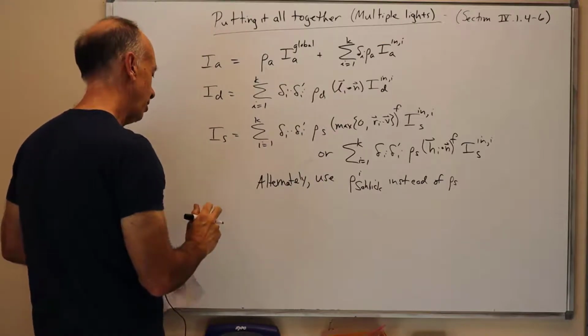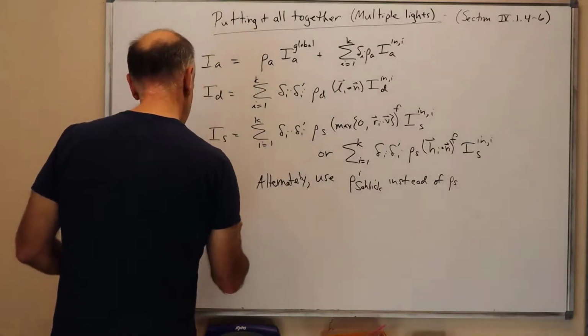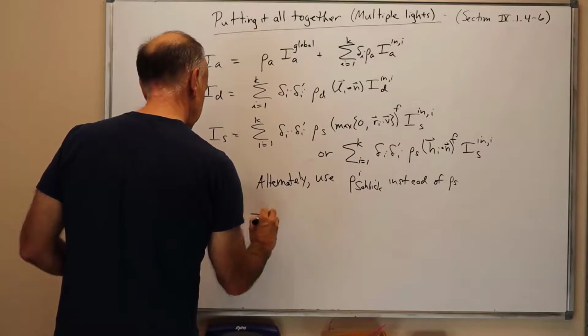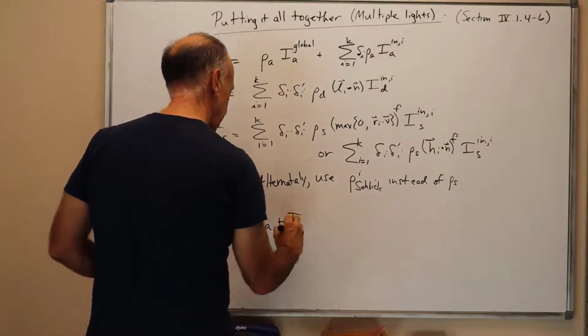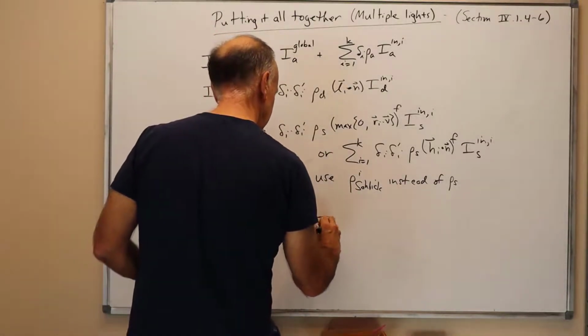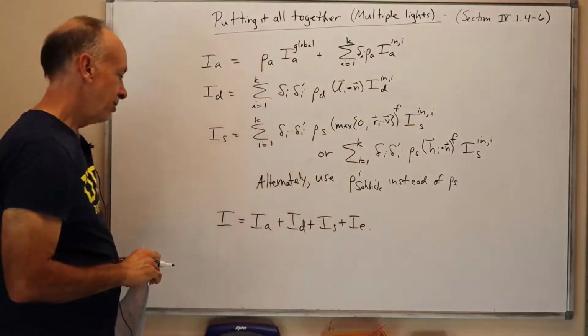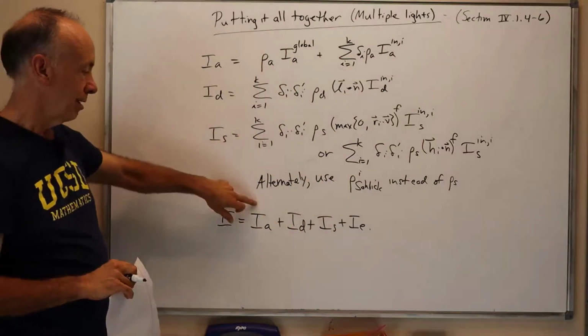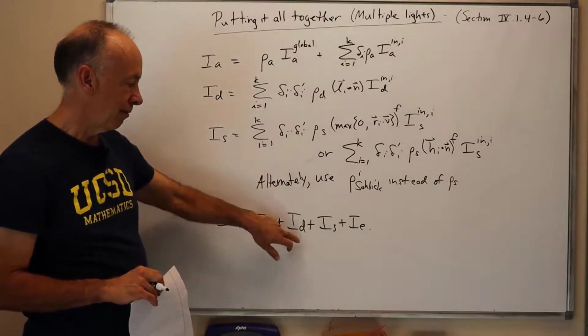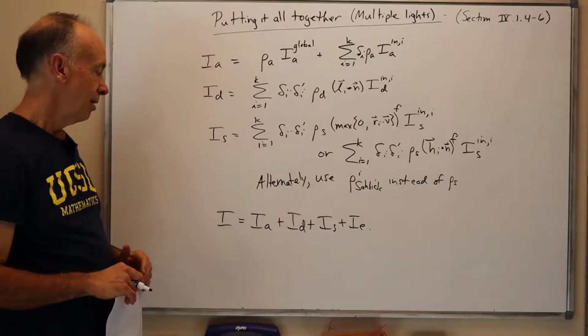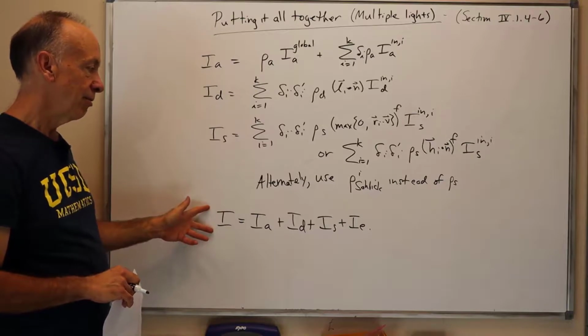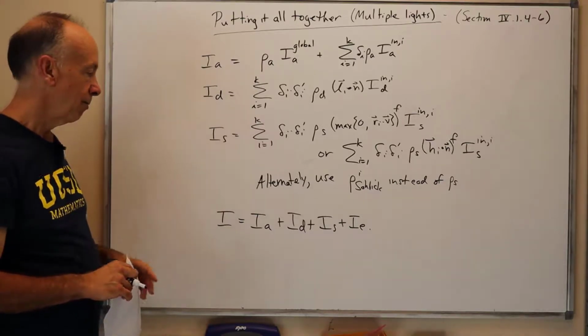I_E is just given as a material property, and we sum these up to get I is I_A plus I_D plus I_S plus I_E. In this version of the equation, I've incorporated the attenuation factors into the ambient, diffuse, and specular lights already. So this is the light as seen by the viewer in the setting of multiple lights.